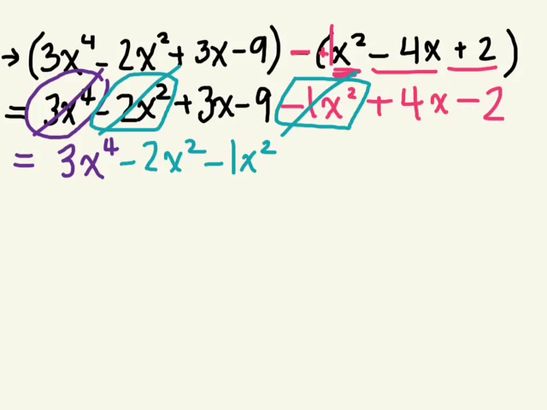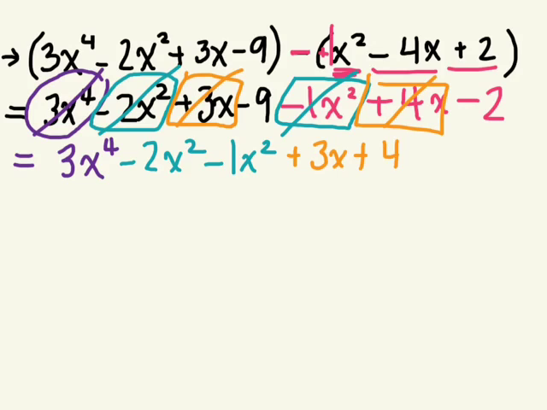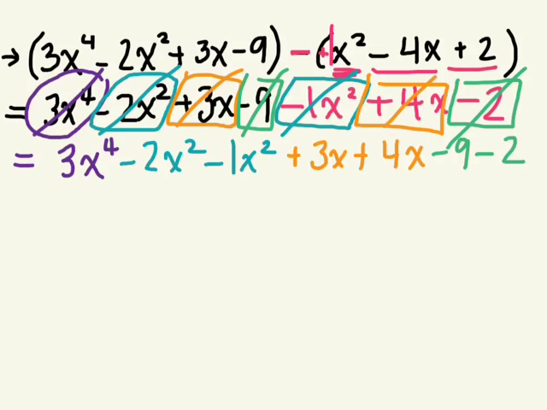Okay, the next term is positive 3x. Do you see any other x terms? Good. Positive 4x. So I'm going to write positive 3x and positive 4x. And then finally, the last term, we have a negative 9. And then this is just a number by itself. So those two terms are like terms.